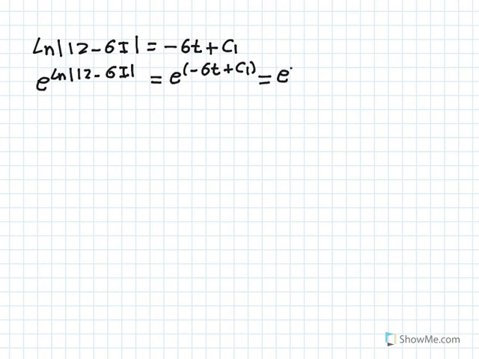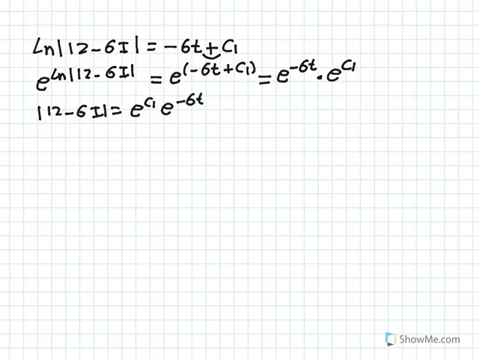So that reduces to e to the minus 6t times e to the c1. So notice the constant that was additive becomes multiplicative. That's because of the exponential law. e and log cancel. We get the absolute value of 12 minus 6i is equal to e to the c1 times e to the minus 6t.